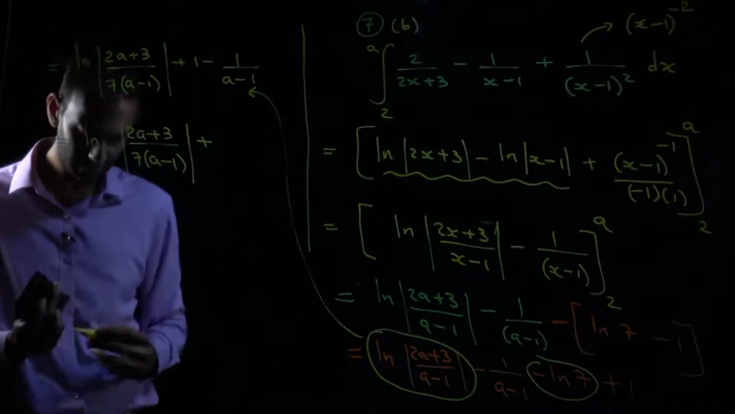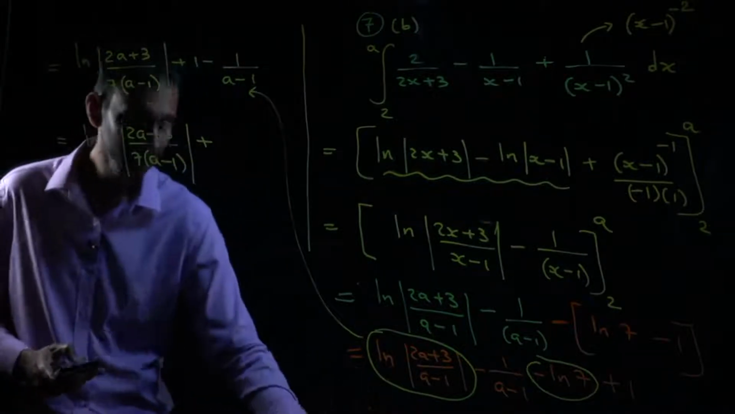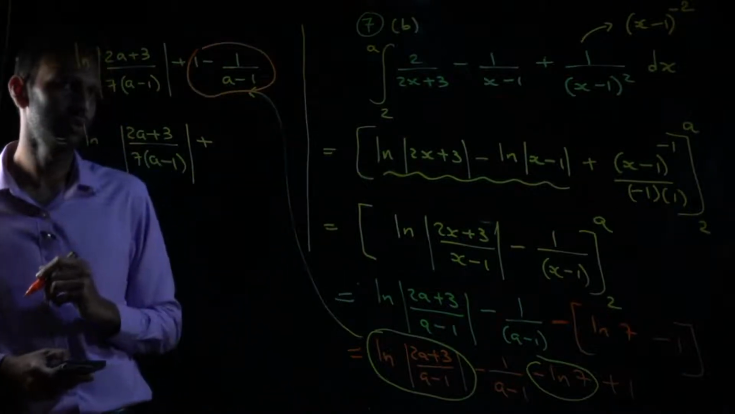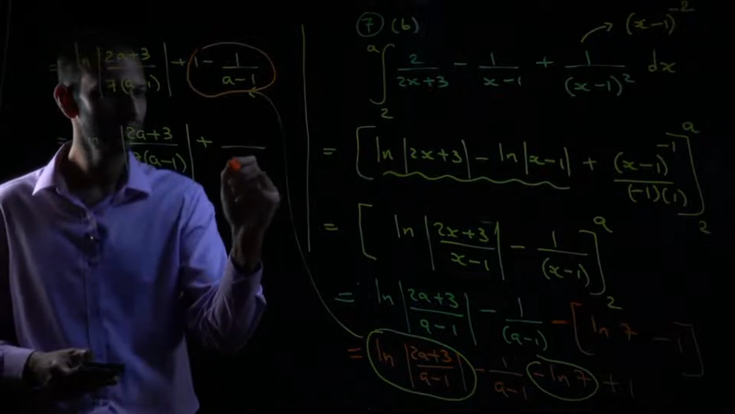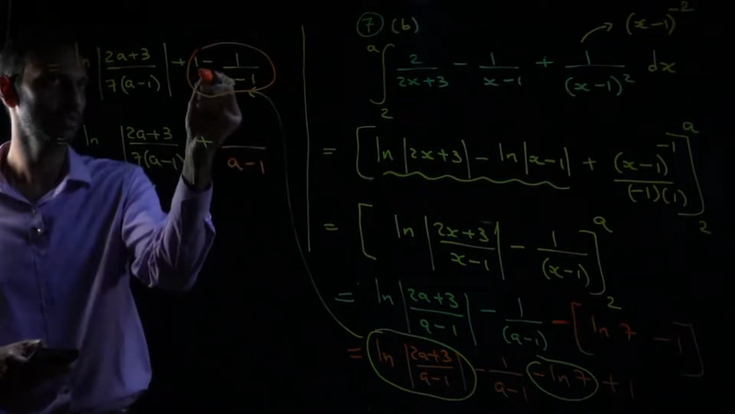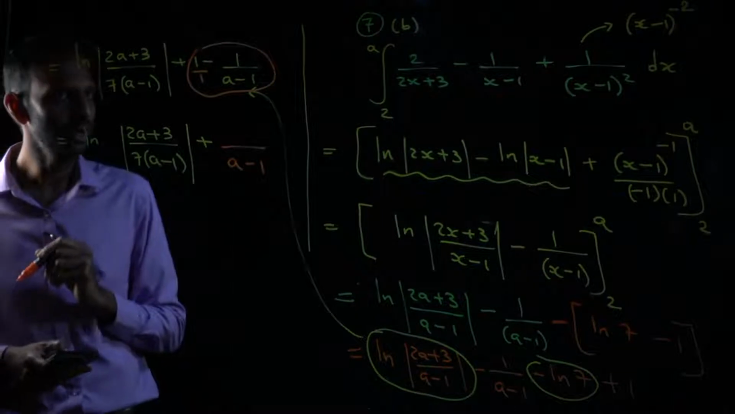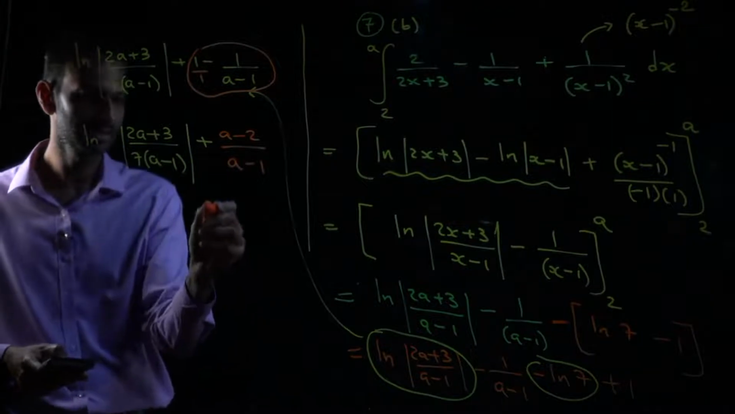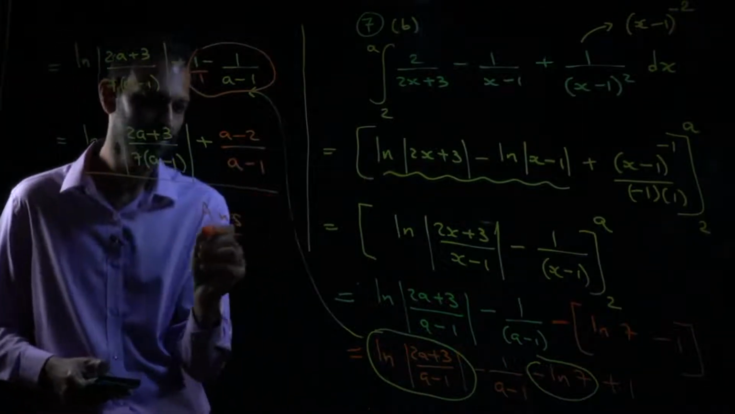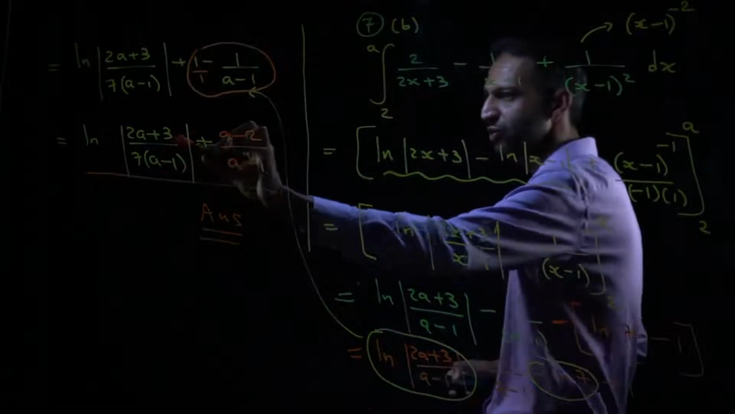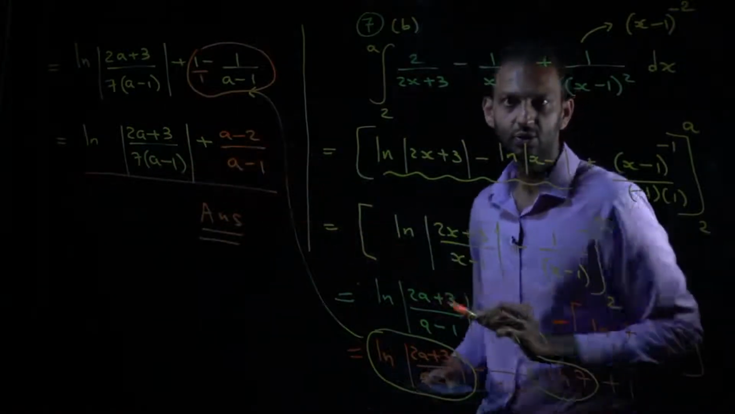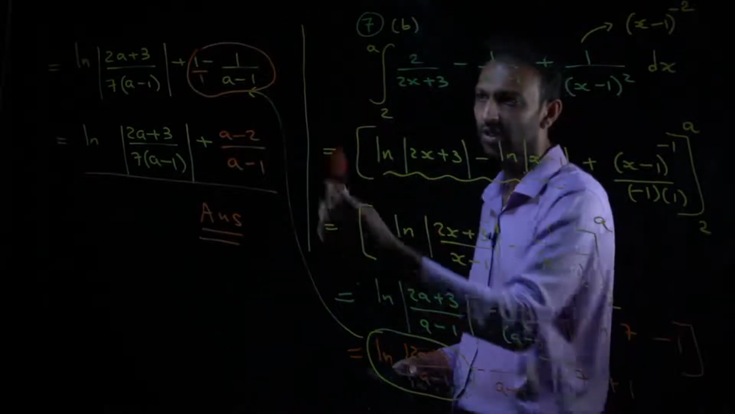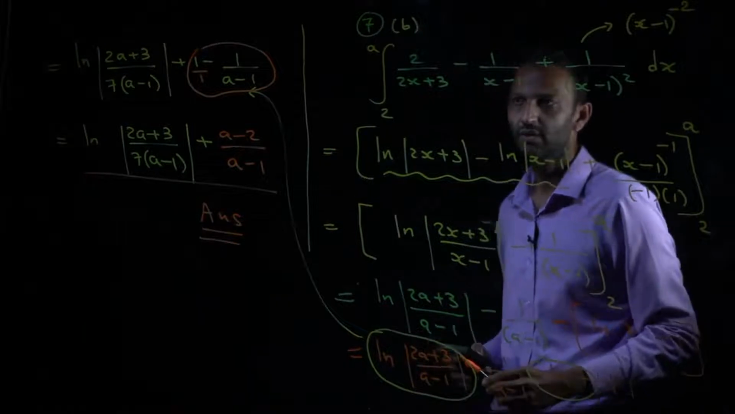And if you simplify these two terms, quite straightforward, 1 minus 1 over a minus 1, that would be a minus 1 as the LCM, because 1 is basically 1 over 1. So a minus 1 minus 1, which is a minus 2. So the answer is here. Ln of 2a plus 3 divided by 7 into a minus 1, plus, simplifying these two and combining as a single fraction, a minus 2 divided by a minus 1.